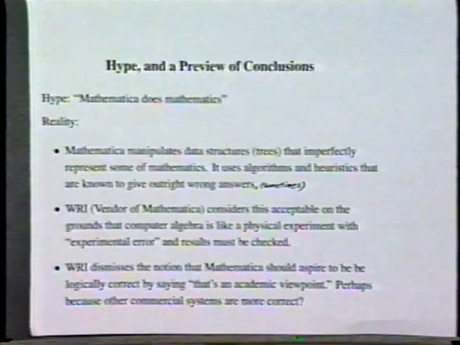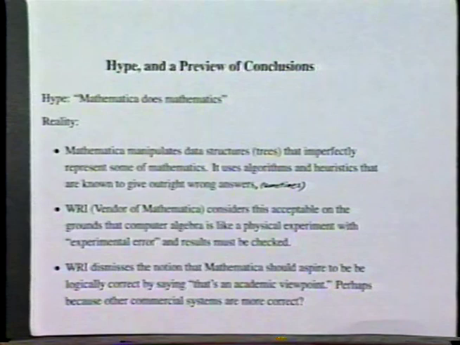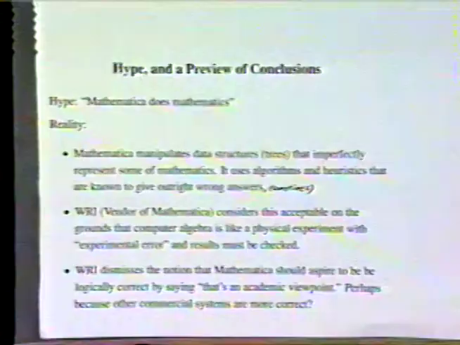What is it really? By this time in the quarter, you realize Mathematica manipulates data structures that, at best, imperfectly represent some of mathematics. It uses algorithms and heuristics that are, I think, known to you to give outright wrong answers, at least sometimes. Okay. Has everyone encountered a wrong answer from Mathematica here? Yeah? Were they all ones that were told to you that would be wrong? Or did you discover new ones? How many have discovered a new one? 1, 2, 3, 4, a few, yeah. I should raise my hand too.